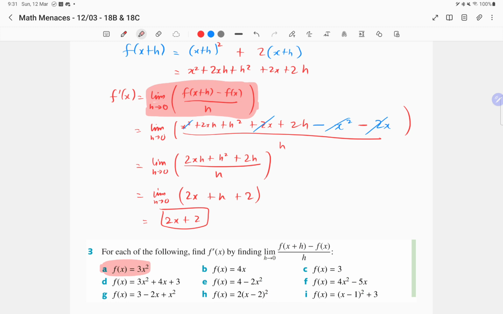Would it be 3x plus h squared or 3x squared plus h? 3 and then brackets x plus h, close bracket squared.